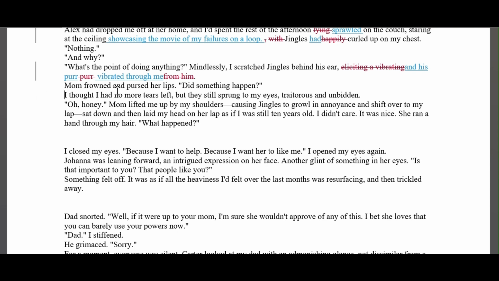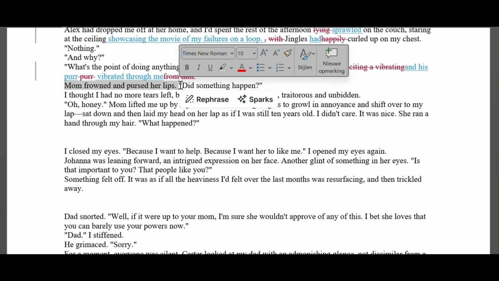Mom frowned and pursed her lips. So this is always something. Frowning, you can see. Pursing her lips, you can also see. So it's kind of like a worried expression. I do know this is technically fine. It's showing rather than telling, but it is often a bit overused. I know I overuse it. So this might be something to mark anyway, to perhaps change for something else.